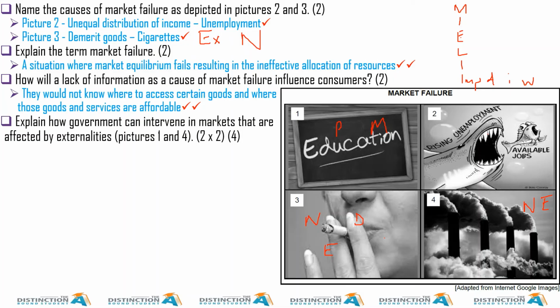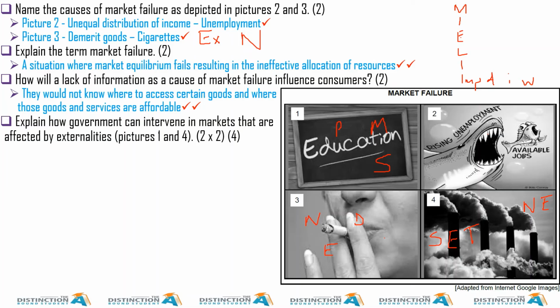Explain how government can intervene in markets that are affected by externalities. Use pictures 1 and 4. So picture 1, we have merit goods. It gives us a positive externality. So obviously government will have to subsidize. So here you talk about subsidies. And here it's a tax. But you can't say syntax. Of course, we gave you syntax in the lessons. But this one here is pollution.